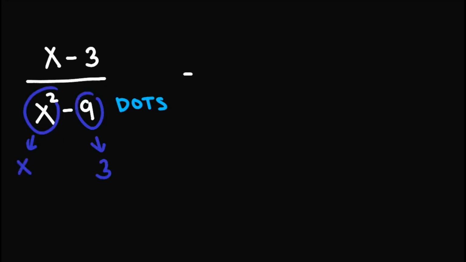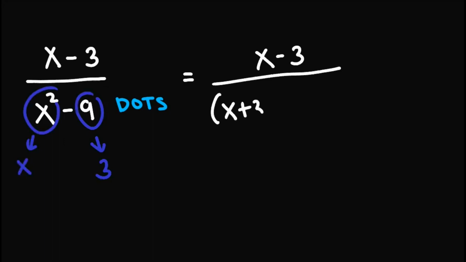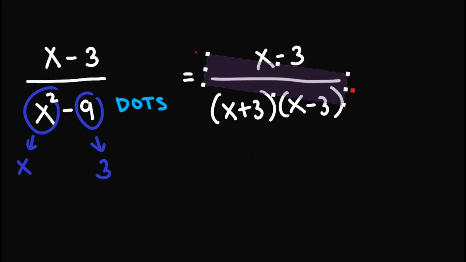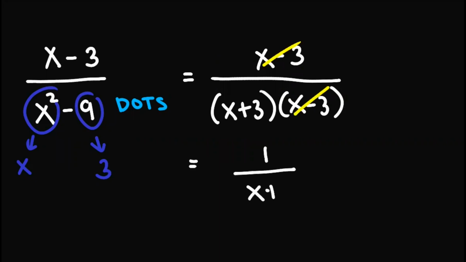So applying this, we can write this one as x minus 3 all over x plus 3 times x minus 3. And then, since there is an x minus 3 in the numerator and in the denominator, we can cancel that one out, leaving us with 1 over x plus 3. This is the answer.